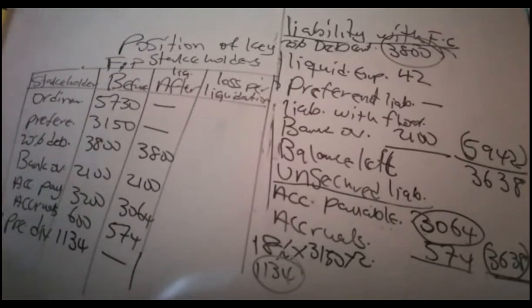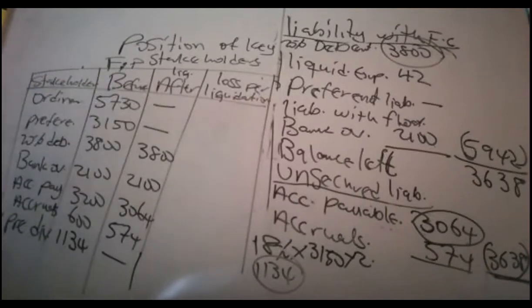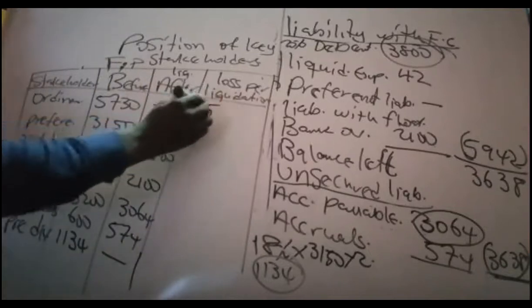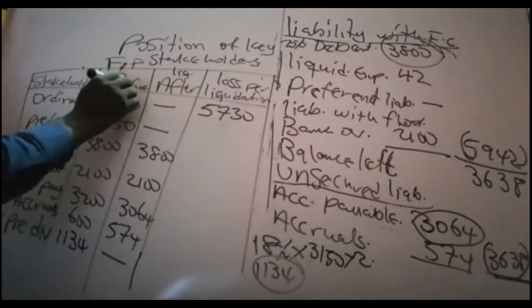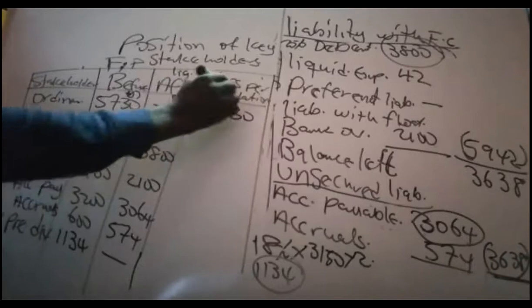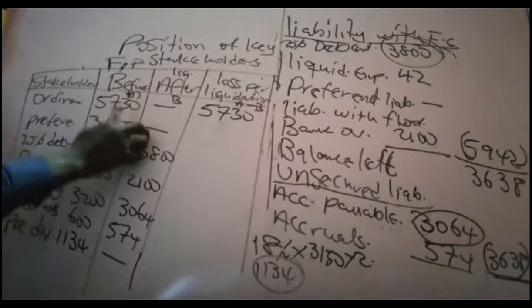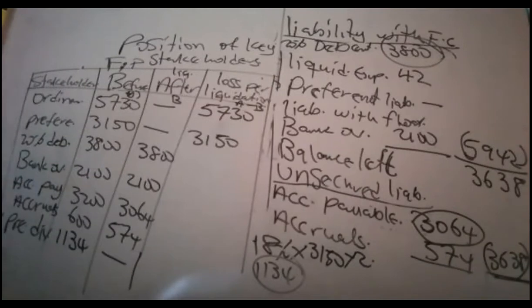So that is all. Now let's get the loss per liquidation. It's so smart. It's so simple. Your position before minus your position after will give you your loss. After the liquidation, you had 0, right? So you are losing everything. 5730. So let's say here is A, here is B. So here is A minus B. Perfect. This minus this will give us 3150. So that means preference shareholders are losing everything.